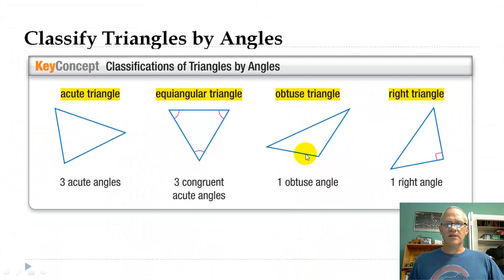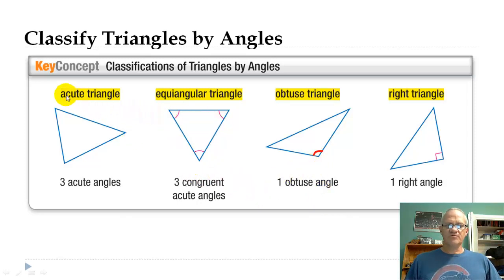All right, so we're going to classify triangles by their angles. As you can see here, handy dandy little chart. You've probably seen this before. Basically, here's what it boils down to. I'm going to start on the far right. If you have a triangle that has a right angle in it, no matter what else is happening, it's called a right triangle. If you have a triangle where one of the angles, in this case this angle right here, is bigger than 90, it's going to be an obtuse triangle. It has one obtuse angle.